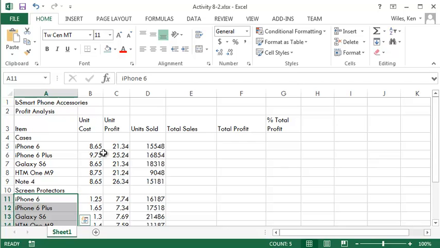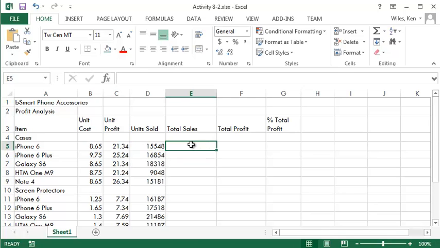When a company makes and sells products, obviously there is a cost associated with it. So if you look at their iPhone 6 case, it costs them $8.65 to make it. They sell it for $21. Actually, I guess the unit profit is $21.34. So if you add those two together, they're selling it for $29.99. So here's their profit, here's their cost. They sold 15,548 units. So what we're going to figure out using formulas is what were their total sales, how much of those sales were profit, and then what was the percent of their total profit.